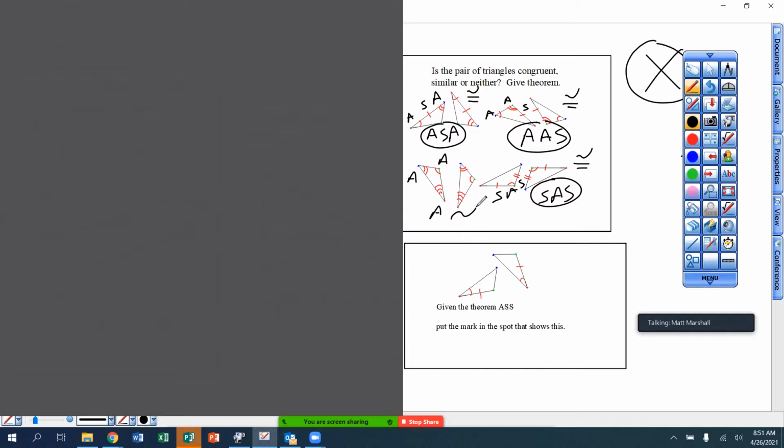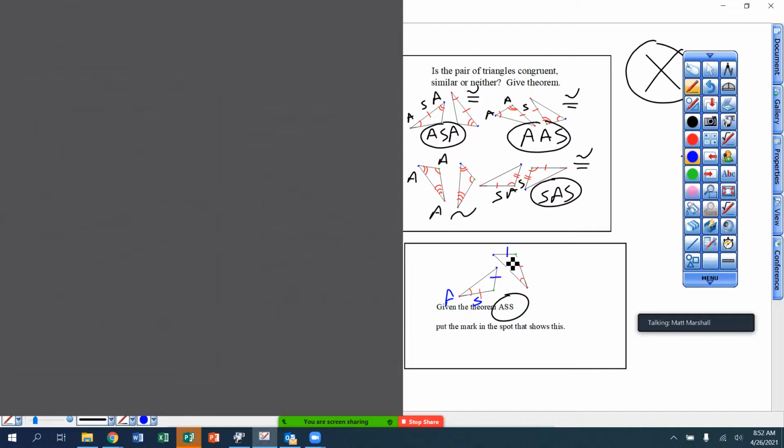And then the last one, if this is ASS, and I'm giving you the angle and a side, there's only one place you could put the other side for it to show ASS. You wouldn't want to put it right here because that would show side angle side, so don't put it there. You don't want to put a little angle mark like this because that would be angle side angle. I need angle side side. I need to put a side right here and then right here.